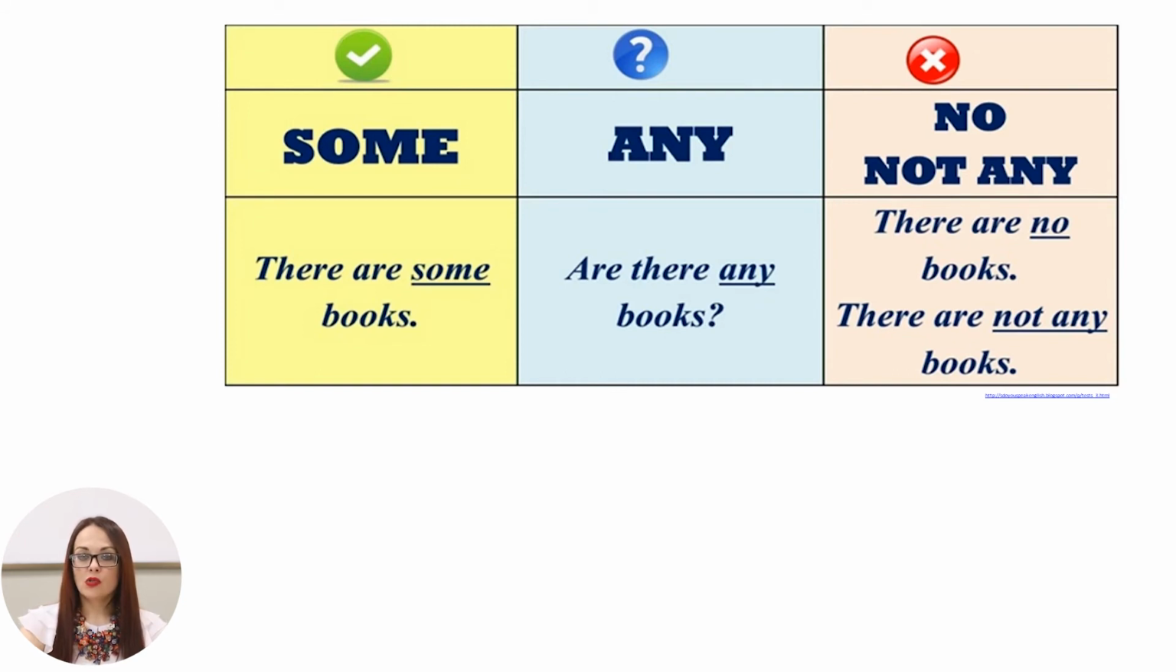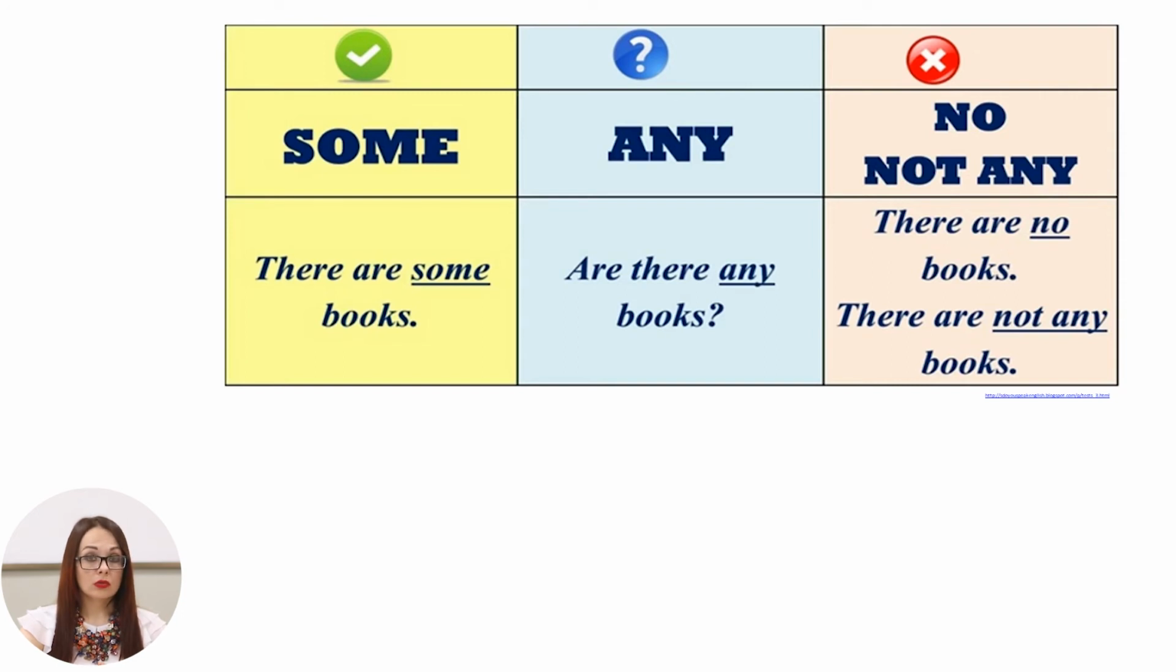Some is used with the verbs in the affirmative to mean câteva, câțiva. There are some books on the desk. Sunt câteva cărți pe masă. Any is used with the verbs in the negative and interrogative. Nu sunt for verbs in the negative. There aren't any books on the shelf. Nu sunt cărți pe raft.